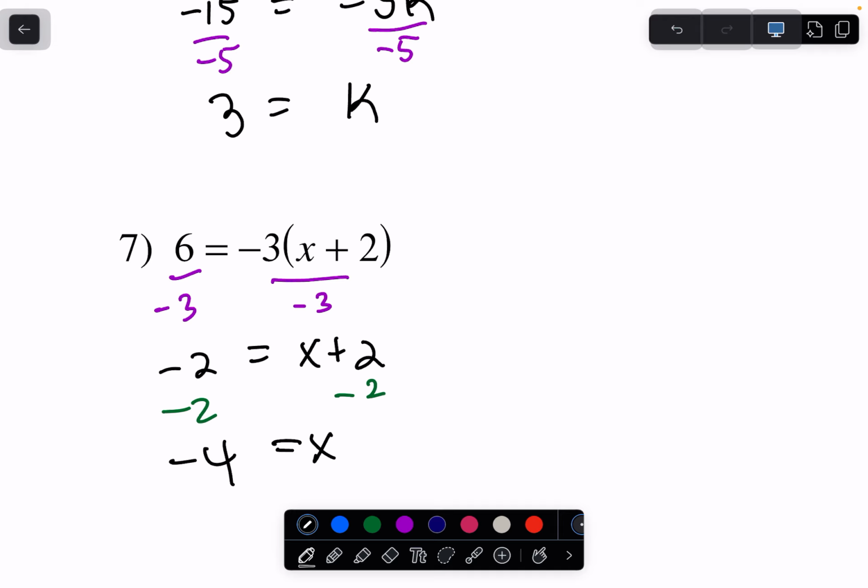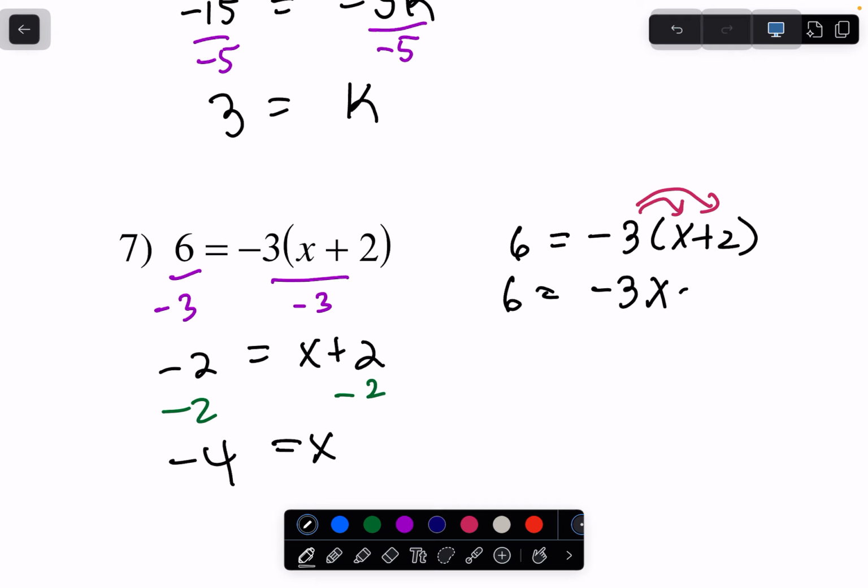Okay. Now I would like you to write down a second way. So could you please rewrite the equation again on your paper? And I want to talk about an alternative way to do this problem. Now, if you looked at it and said, I need to use the distributive property on the right side, that's okay. You would distribute the negative to both pieces. When you do that, you get negative 3x minus 6.